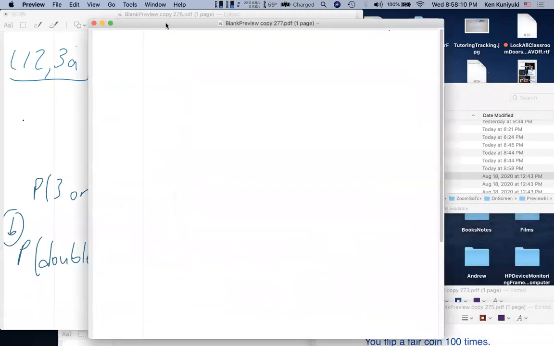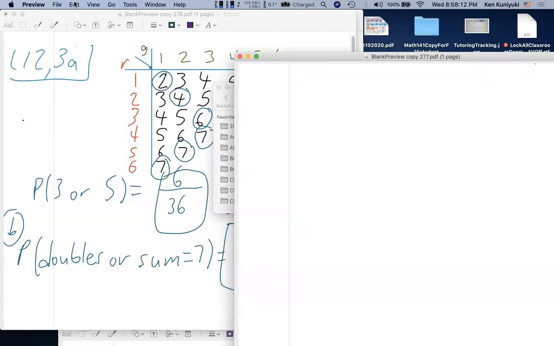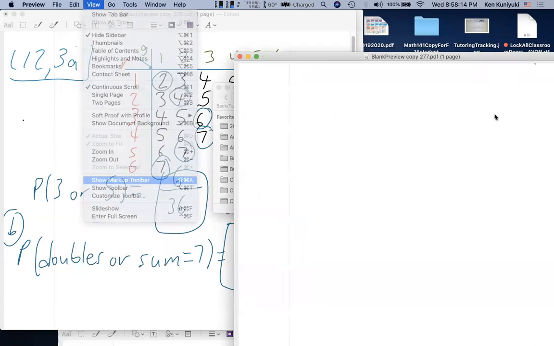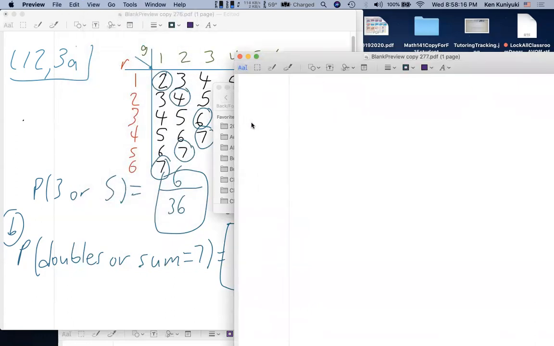Okay, let's talk more about this one. I'll stick to teal. Yeah, I like that color too. All right, teal. All right, so let me explain this in greater detail.